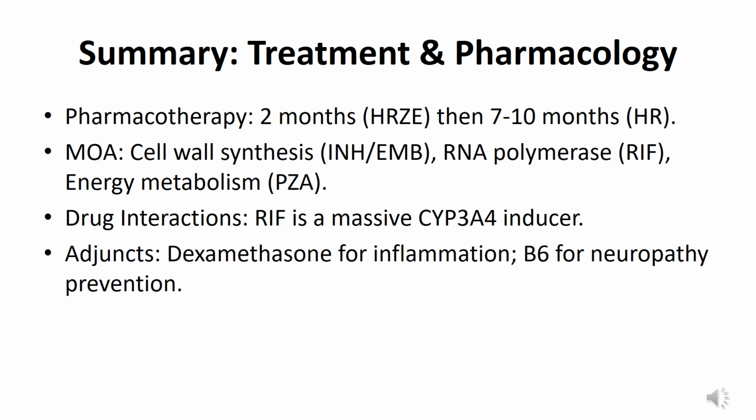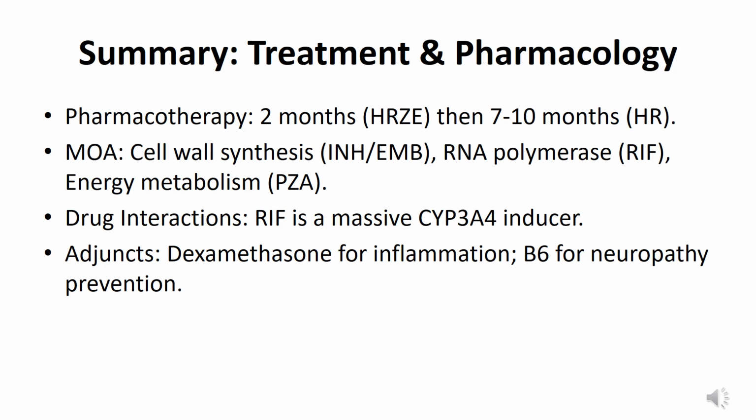After the initial 2 months, treatment enters the continuation phase. This stage usually lasts between 7 and 10 months. During the continuation phase, only Isoniazid and Rifampicin are continued. These medications help eliminate any remaining bacteria and reduce the risk of relapse. As a result, the total treatment duration for tuberculous meningitis is typically between 9 and 12 months.